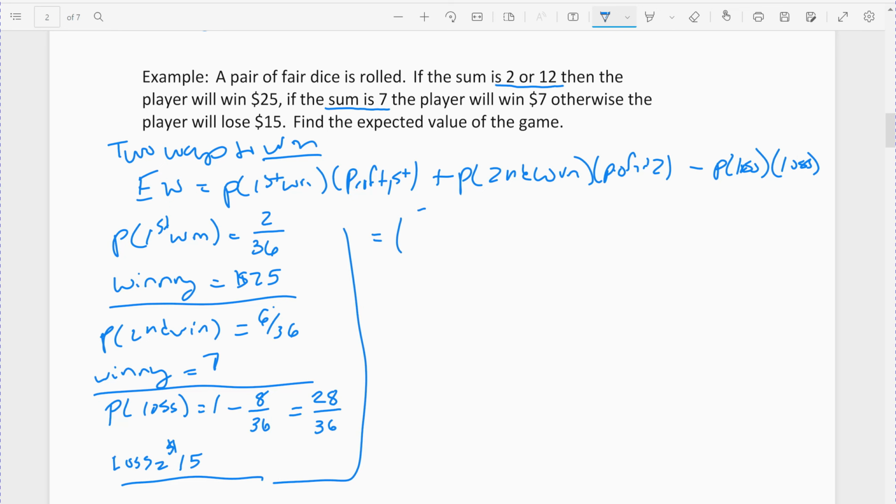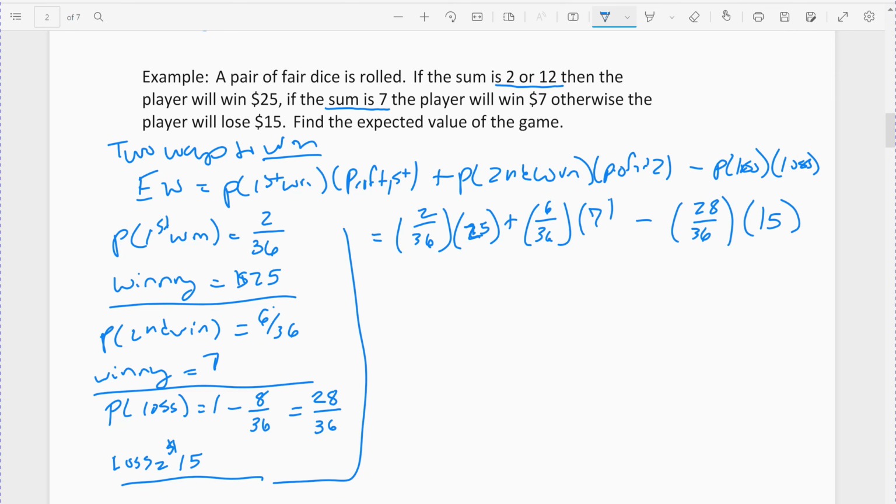And so the probability, I'm just going to leave them exact. So 2 out of 36, you win 25, plus the second way to win, which is 6 out of 36 times 7, and make sure that I type it in correctly, minus the chance that you're going to lose, which is 28 chances out of 36, times the $15 if you lose. Now based on this, it looks like you should win, because there are 2 shots at winning, but the probability of losing is actually fairly high. Make sure you're careful with your fractions. I would put parentheses around mine just to be on the safe side.